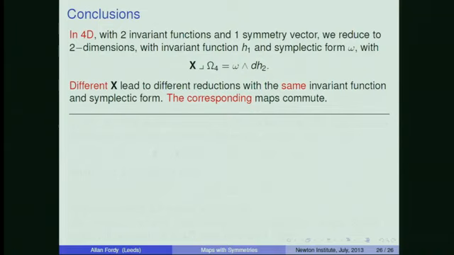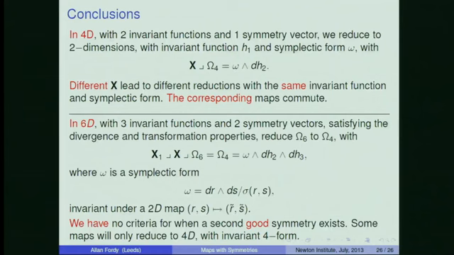And as I just said, in 4 dimensions, it's fairly straightforward. You just drop down, and x hook omega 4 will give you a 2-dimensional omega wedge dh2, where dh2 is the Hamiltonian you use to reduce down to 2 dimensions. Different x's lead to different reductions, but with the same invariant function, same symplectic form, and you get commuting maps for some reason.